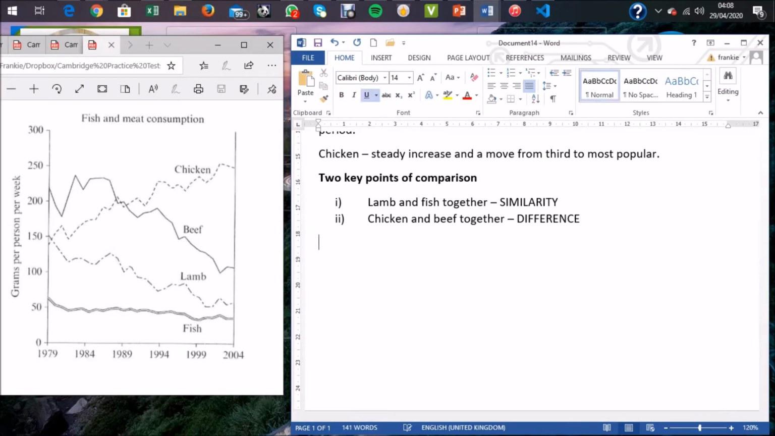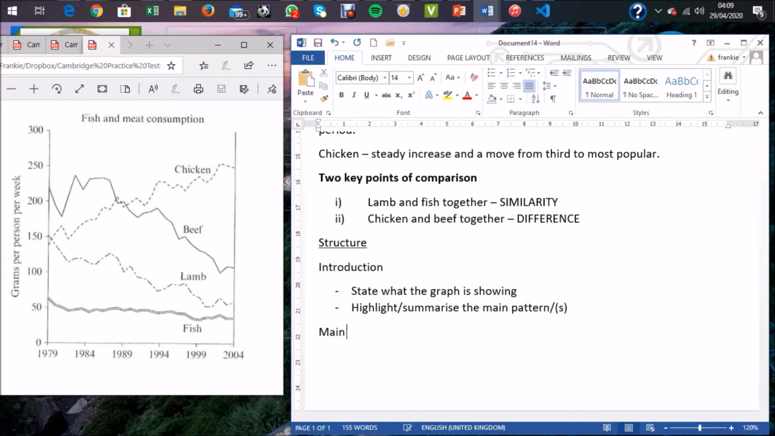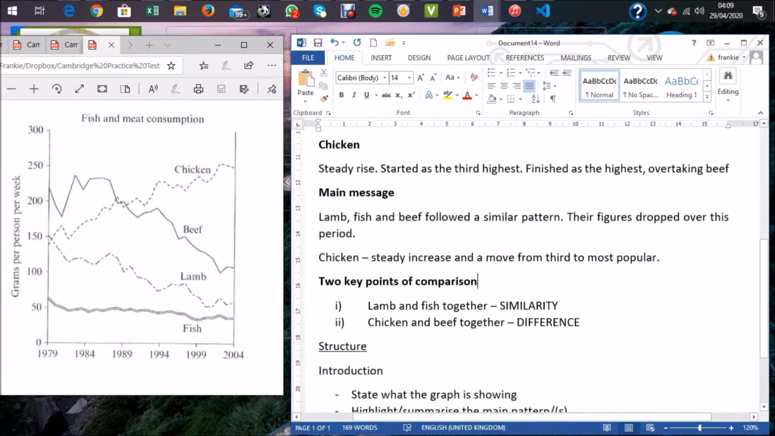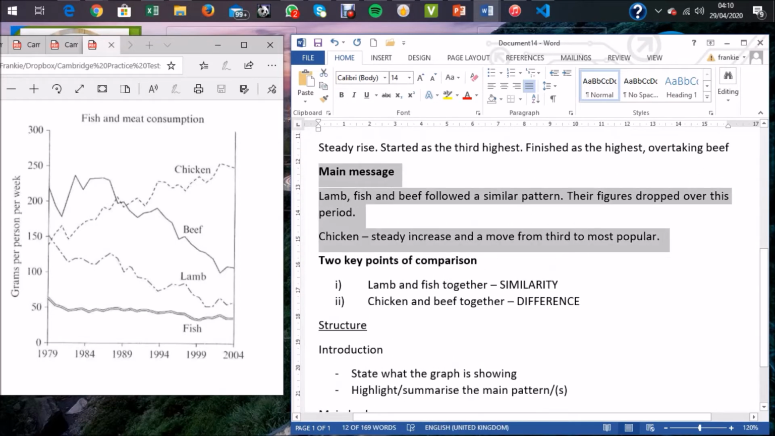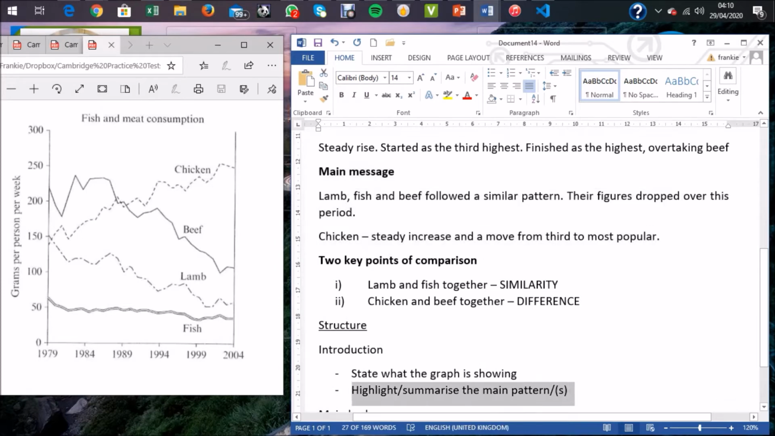Let's look at the structure. So in the introduction, we need to state what the graph is showing and highlight, summarize the main pattern. Main body, key point number 1, comparisons, and key point number 2 with comparisons. And we have deduced that from our plan. We've got the 2 key points of comparison, which we will use in the main body here. And we have got the summary of the main message, which we are going to use in the introduction after we have stated what the graph is showing.